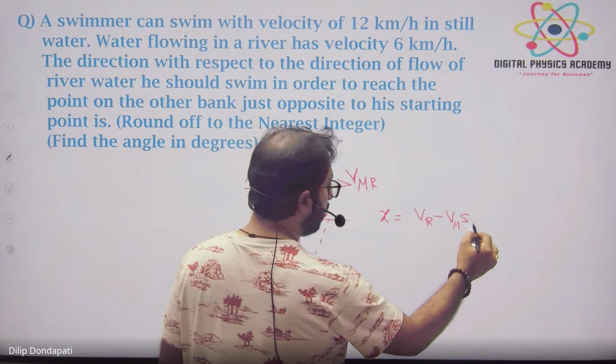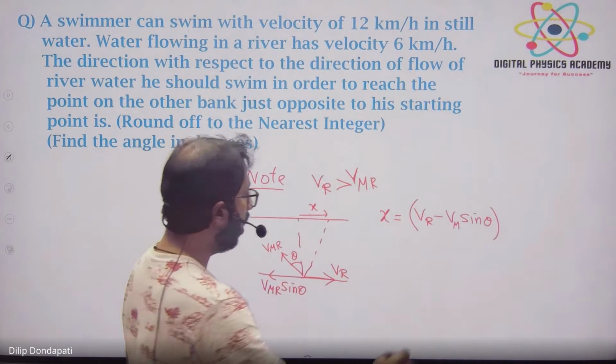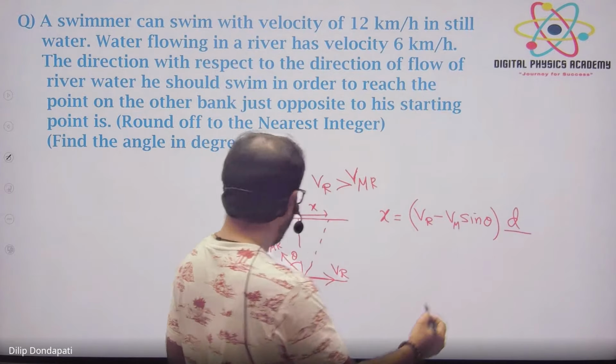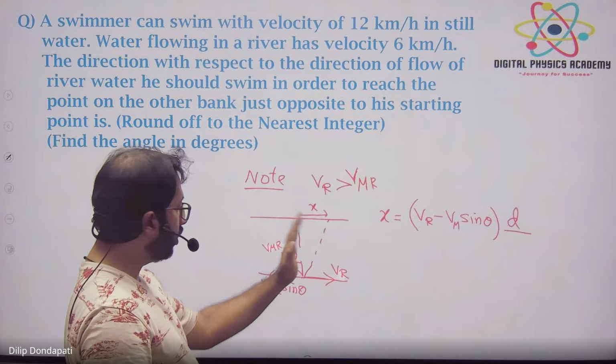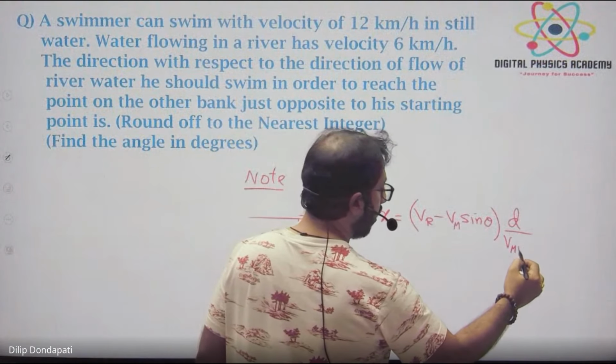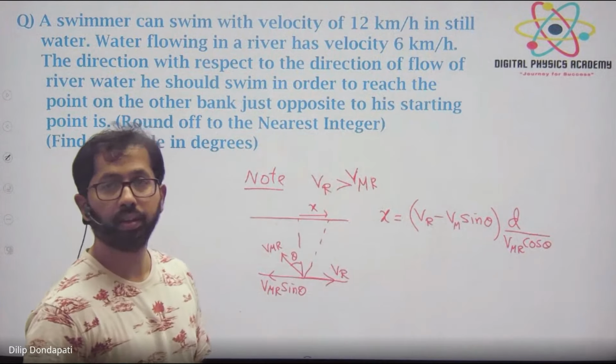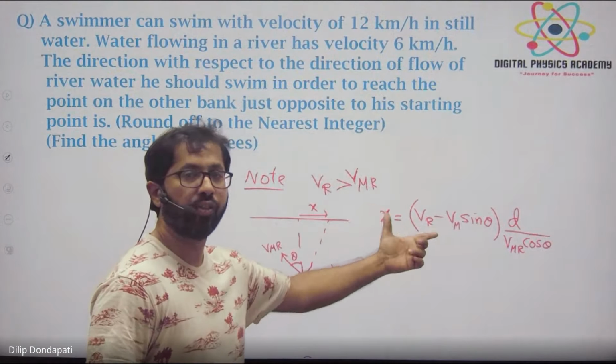This is the net speed into time. Time, you know how to find time? Vertical distance by vertical speed. What is the vertical speed? VMR cos theta. Right? This is the drift they will ask.